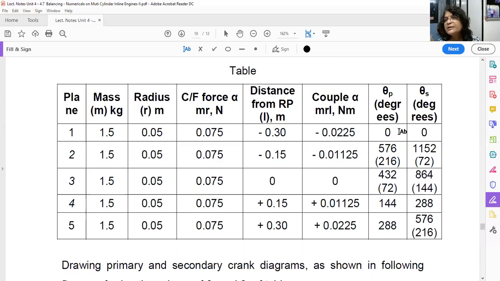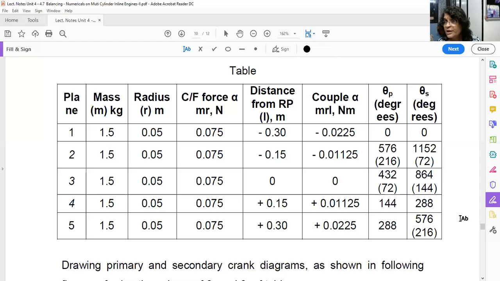Now how to write down this angle? What is the angle between any two cranks? 144 for primary crank. And what is the sequence? 1 4 5 3 2. So 1 is 0 degree, after that 4 is 144 degree, after that 5 is 144 plus 144, 288, after that 3, so 288 plus 144 is 432. 432 minus 360 will give you 72 degree. After that, cylinder number 2: 72 plus 144 is 216.